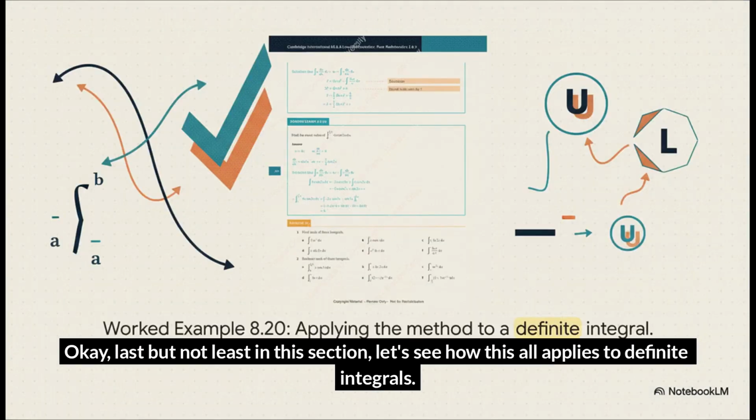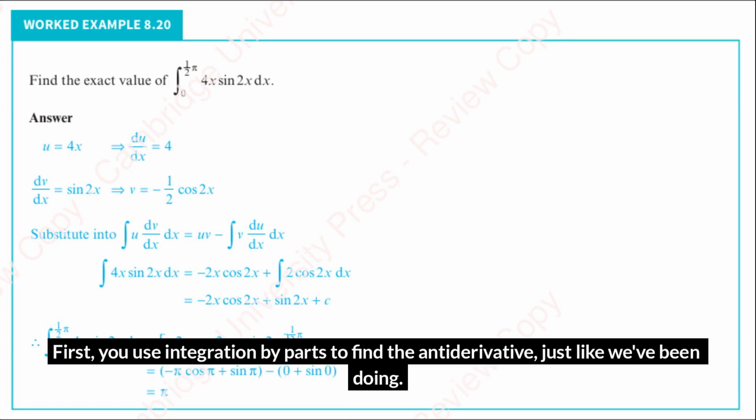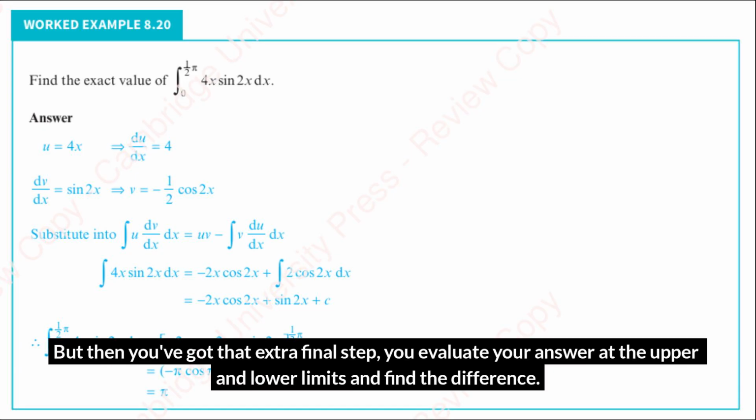Okay, last but not least in this section, let's see how this all applies to definite integrals, the ones with limits of integration. The process is pretty much the same. First, you use integration by parts to find the antiderivative, just like we've been doing. But then you've got that extra final step. You evaluate your answer at the upper and lower limits and find the difference.